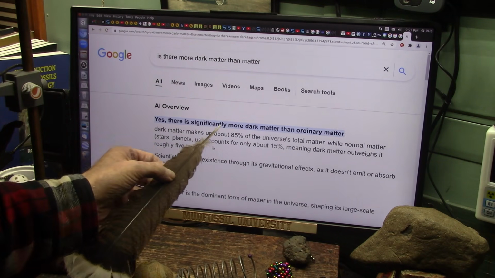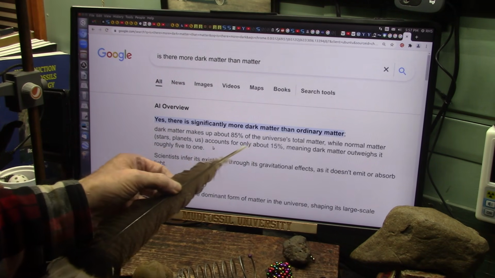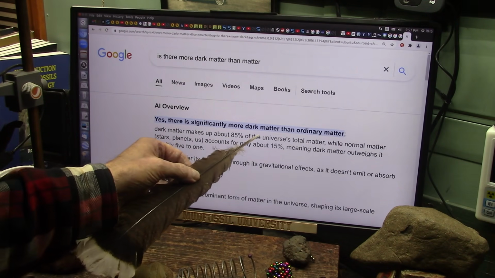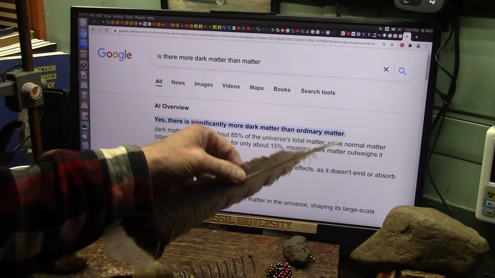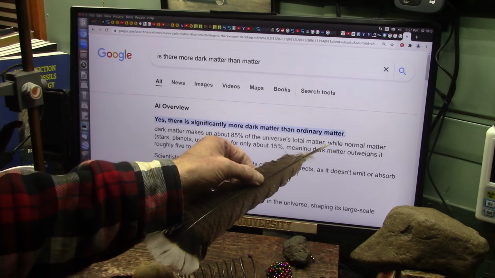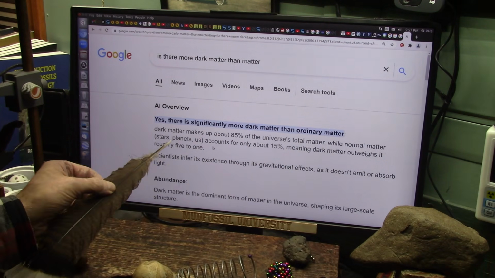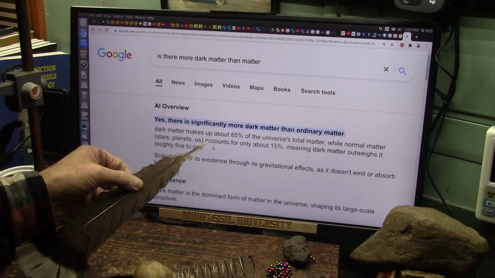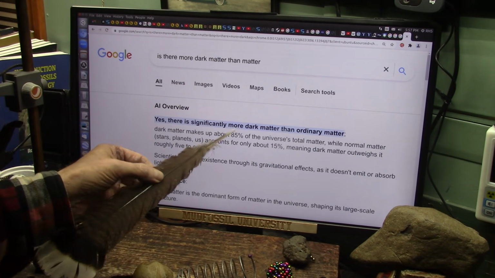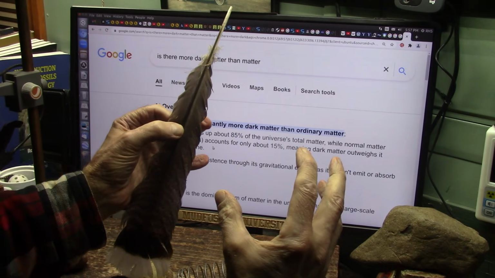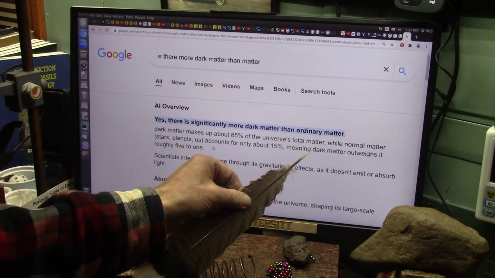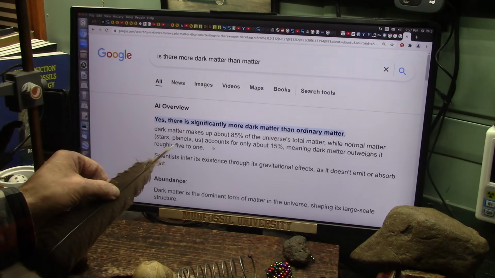They say there's significantly more dark matter than ordinary matter. And dark matter makes up about 85% of the universe's total matter. I don't know how they came up with that, but let's go with that. While normal matter, stars, planets, us, accounts for only about 15%. So there's much more dark matter, which we know is extremely attractive to the white. All right. Dark matter outweighs it roughly 5 to 1.